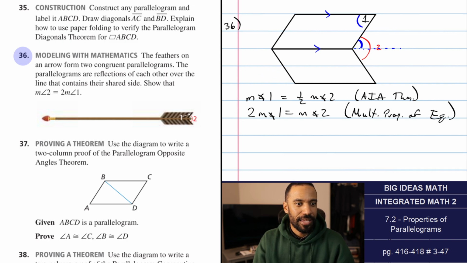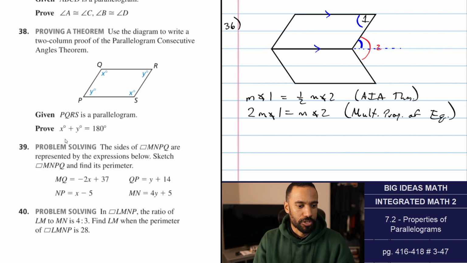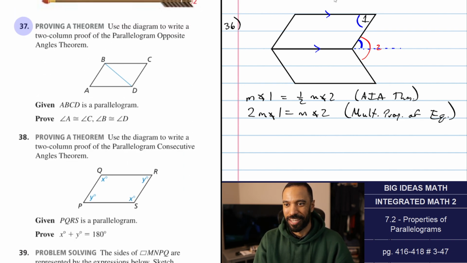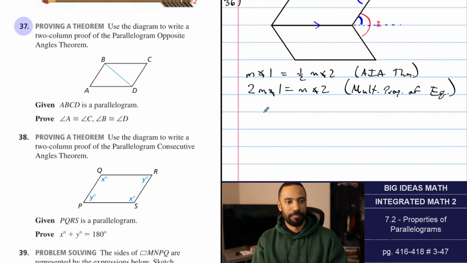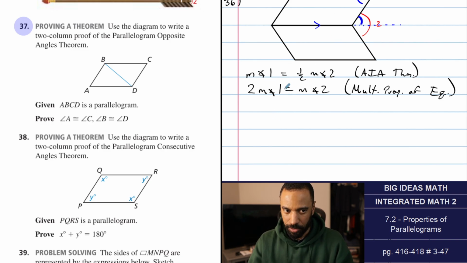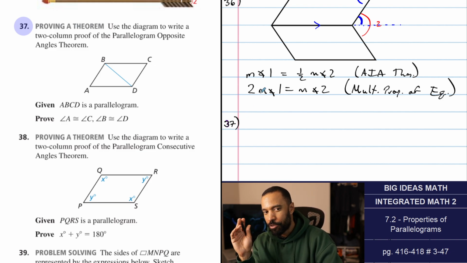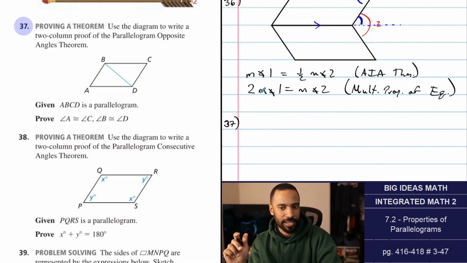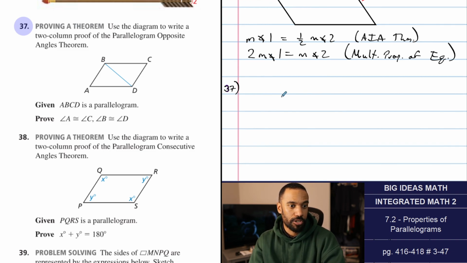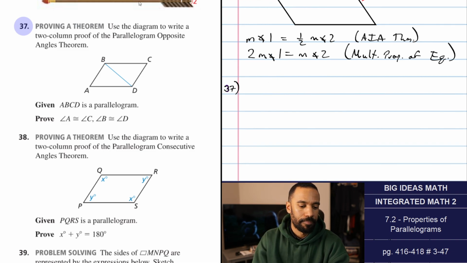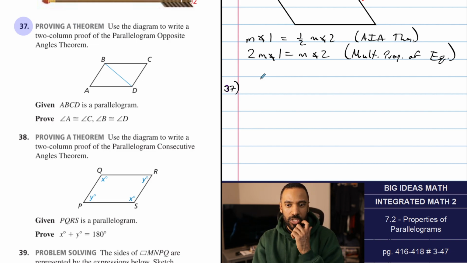Okay, number 37. Proving a theorem. Oh, there's another proof. So 2 proofs in a row. I shouldn't have looked ahead. Use the diagram to write a 2-column proof of the parallelogram opposite angles theorem. So yeah, we never did prove that one before. Now, I don't think we have to prove both sets of angles congruent, because if you just drew the other diagonal, you would repeat the exact same thing but with different letters. But with this diagram, I'll keep the diagram there and I'll mark that one up.